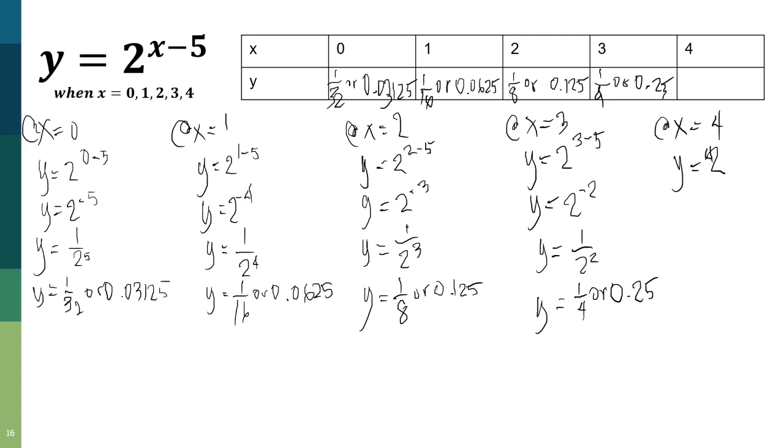Last, at x is equal to 4, our y is equal to 2 raised to 4 minus 5. That is y is equal to 2 raised to negative 1. In fraction form, that is y is equal to 1 all over 2, with the imaginary 1 as an exponent. Simplifying it, y is equal to 1/2 or 0.5. So we have already our table of values.